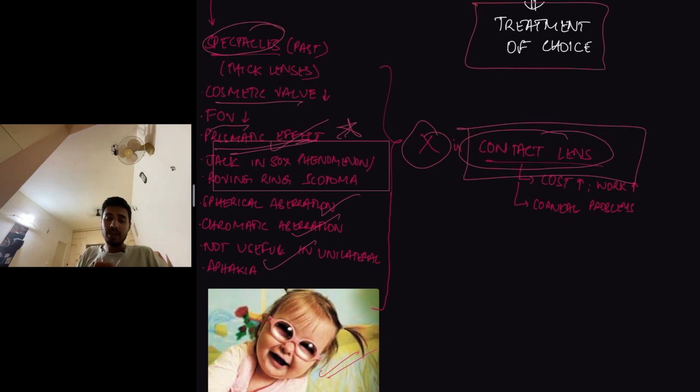Contact lenses have better cosmetic value, no reduction in field of vision, no jack-in-the-box phenomenon, no prismatic effect, no chromatic aberration, no spherical aberration, and contact lenses you can use unilaterally, only on one eye, the eye which has aphakia. But the main disadvantage of contact lenses is it is very expensive, a lot of work, you have to keep changing the lenses, you have to wash it, etc. So it is tedious and it can cause many corneal problems in the future.